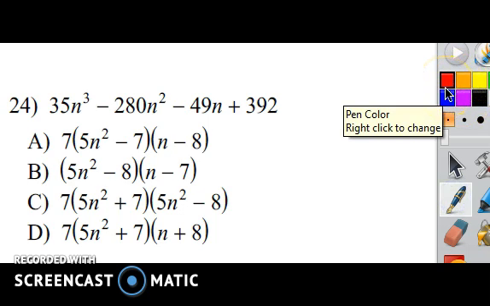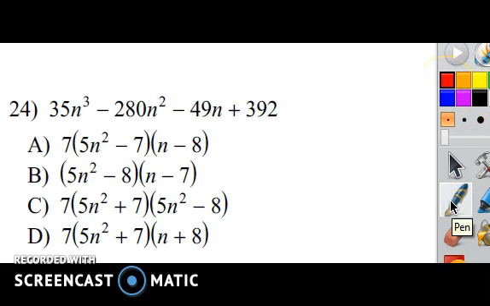Okay, so we have another factoring by grouping question because I see the 4 terms, and the power 3 with the first term. But on this one, I see that each one of these coefficients and constants are all divisible by 7. Each one has a factor of 7. So I'm going to start things off by factoring out 7 from each.